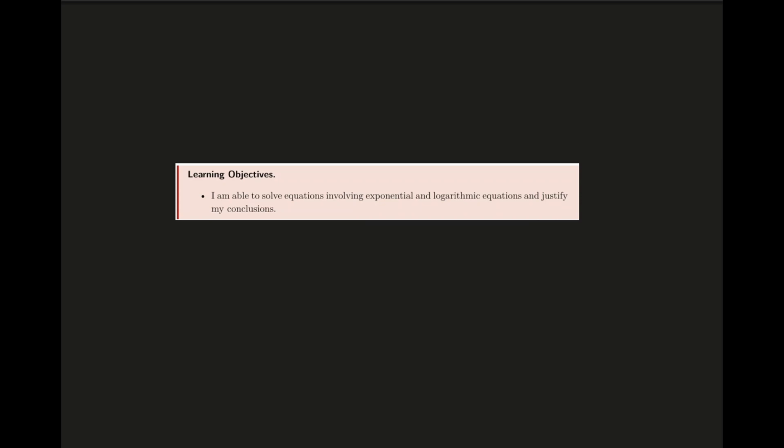The core objective here is to solve equations involving exponential and logarithmic functions, and pretty much justify your answer, so explaining how you got it and checking your solution.